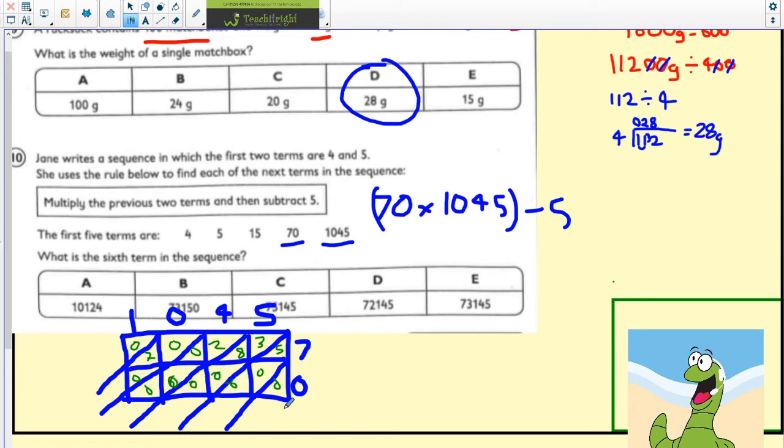Now I add down the columns. So I add a 0, 5, 8 plus 3 is 11, so I carry the 1, put the 1 in. 2 plus 1 is 3, and 7. So final answer, 7, 3, 1, 5, 0. Don't forget I have to minus my 5. So 7, 3, 1, 4, 5. So my final answer is E.